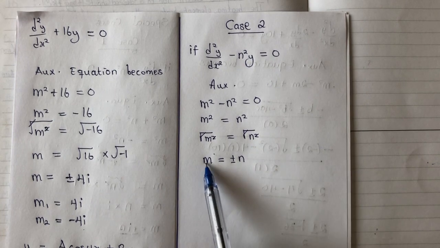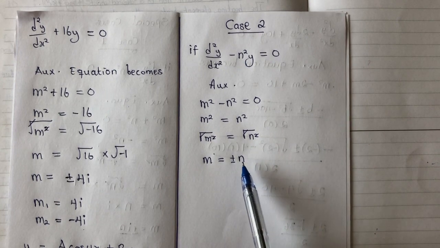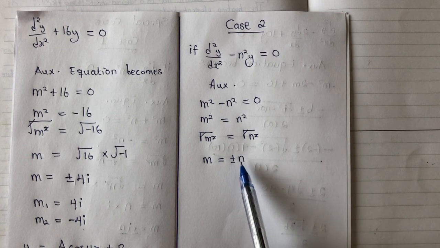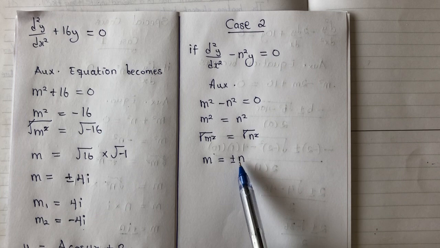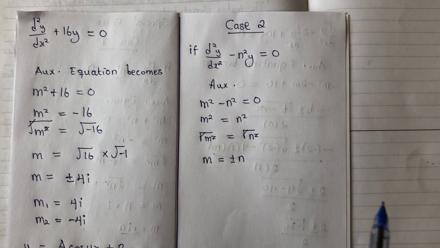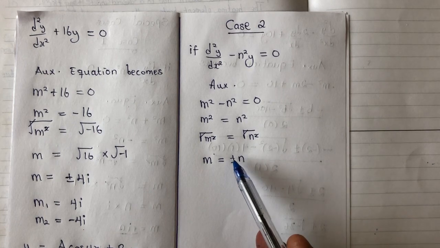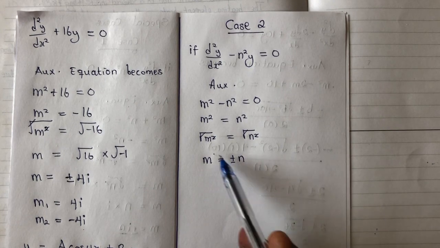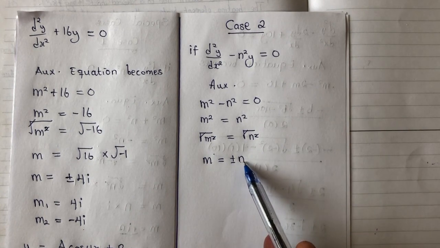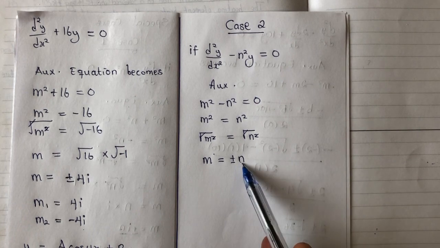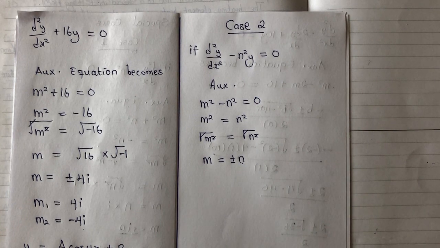Now, watch carefully. The root of m is giving us an answer in real term. This one is a real value. It is not complex, and this real value is one positive, one negative. The same value, but one is positive, one is negative. Let's forget about the positive and negative and focus here. This time, it is not complex, but it is real. What will be our general solution?